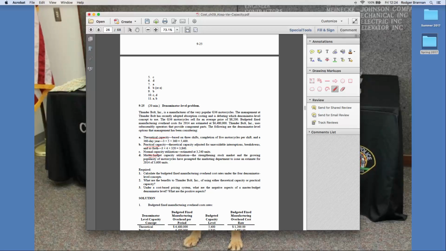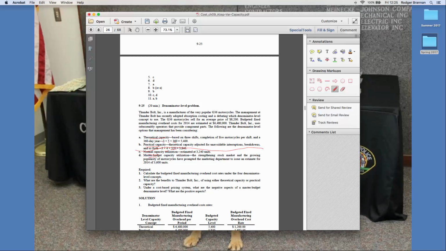So in this particular case, they give you the basics that under the theoretical, they're going to operate 3 shifts. They can make 5 motorcycles per shift times 360. They're using that. So they can produce, therefore, 5,400. In this particular case, they're adjusting downwards the number of motorcycles to 4, and for 320 versus 360, so the number goes down. Now, remember that the practical and theoretical are based on what the machines can do, what the equipment can do.